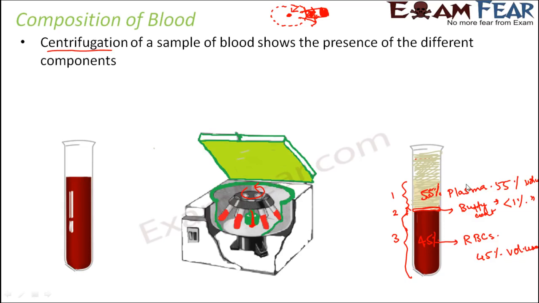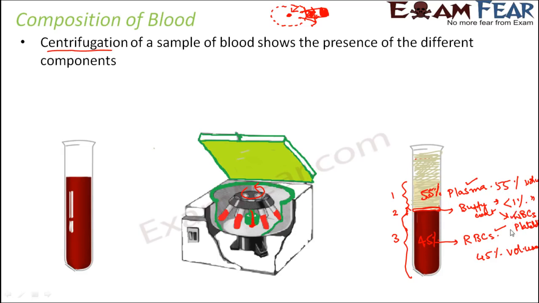This is how the different components of blood were recognized for the first time. Plasma was one of the very important components of blood, which constitutes almost 55% of the total volume of blood. The next component was the most dense component, the RBC or red blood cells, and then the buffy coat. This buffy coat was later further studied and it was found that it contained the white blood cells and the platelets.